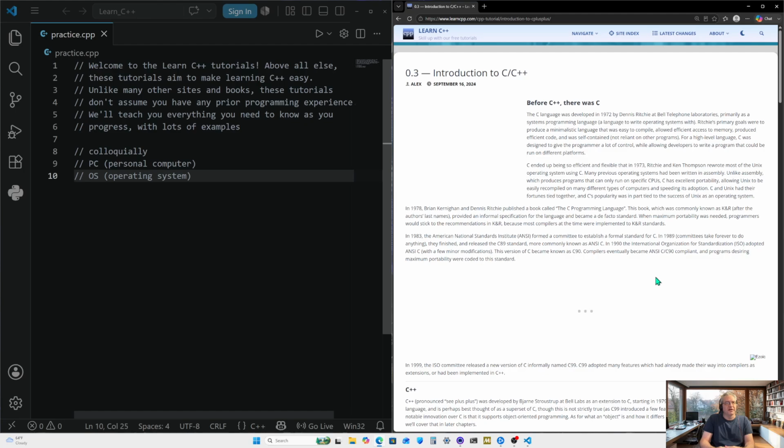This book, commonly known as K&R after the authors' last names, provided an informal specification for the language and became a de facto standard when maximum portability was needed. Programmers would stick to the recommendations in K&R because most compilers at the time were implemented to K&R standards.